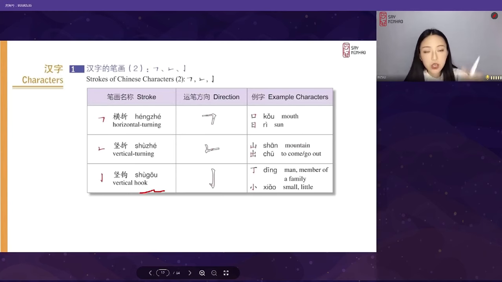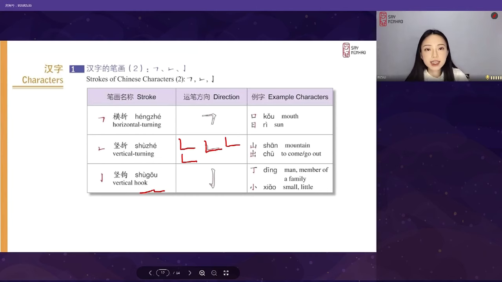Next one is 竖折, vertical turning. So first, we should write the vertical and then turn it. So the direction of writing it is from top to bottom, then from left to right. Okay, now let's see the example characters.